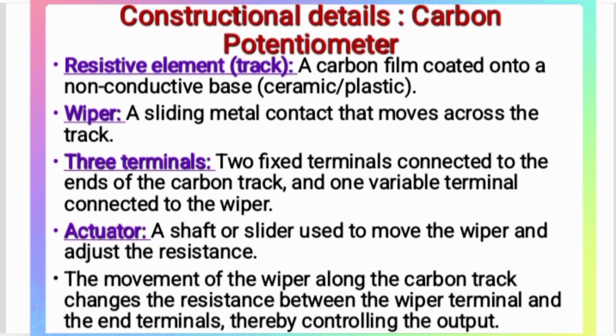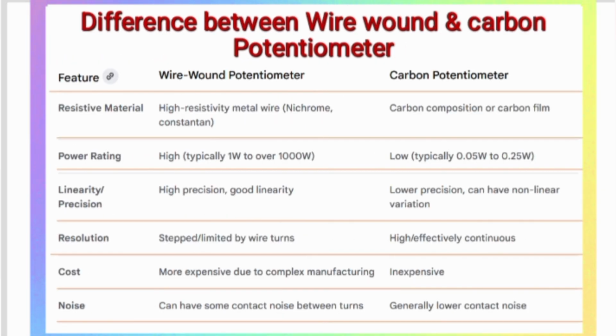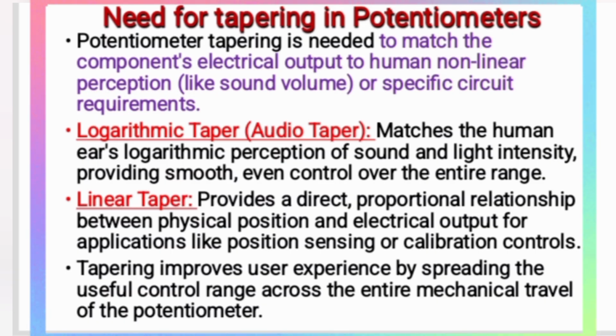The movement of the wiper along the carbon track changes the resistance between the wiper terminal and the end terminals, thereby controlling the output. Difference between wire wound and carbon potentiometer. Wire wound potentiometers offer higher precision, power ratings, and stability, but they are more expensive and not suitable for high-frequency use due to inductance. Carbon potentiometers are cheaper and suitable for high-frequency use due to lower inductance, but they have lower power ratings, precision, and stability.